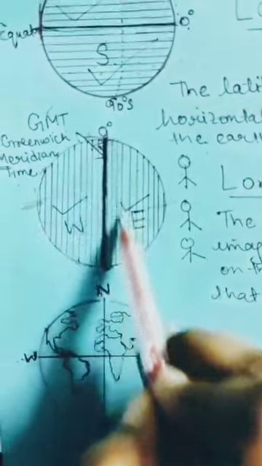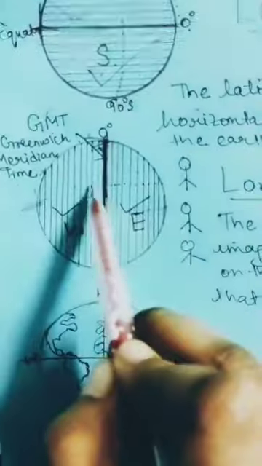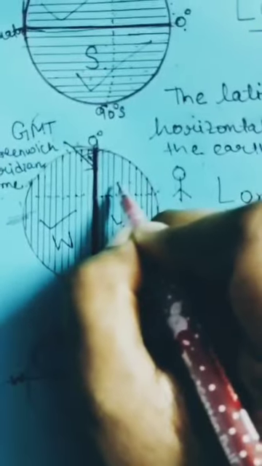And what are the longitudes? All such vertical lines that go eastwards and westwards from the GMT. Clear? Like this is 0, so the values will be 1, 2, 3, 4, 5, 6, 7, 8, 9, 10 and so on up to 180 degree.